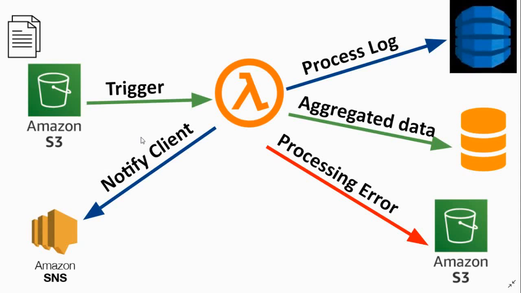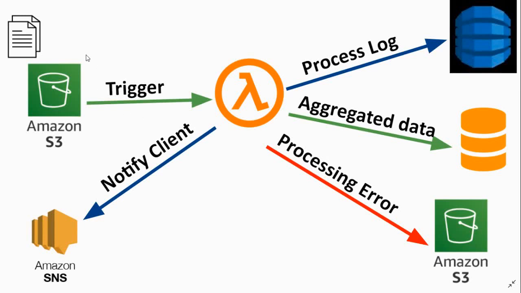We can see the architecture diagram of the project on the screen. The green line indicates the flow whenever there is successful processing of the transaction. The red line indicates the flow whenever there is an error in processing the transaction. And the blue line indicates the flow whenever there is success or failure in processing of the transaction.